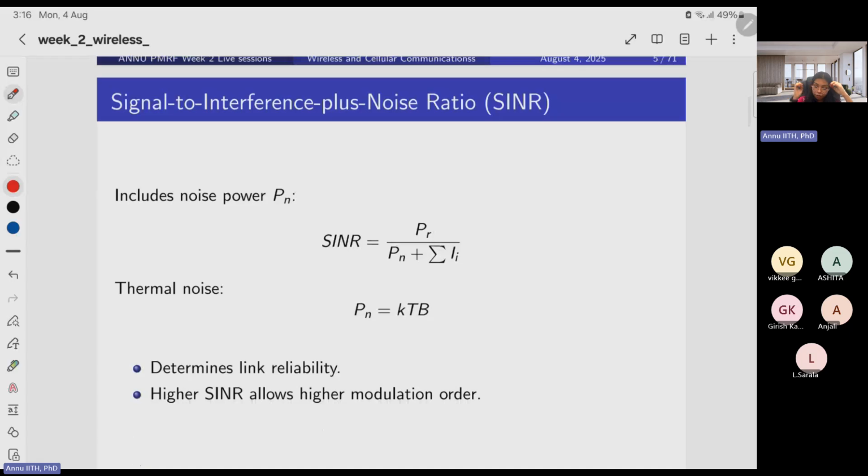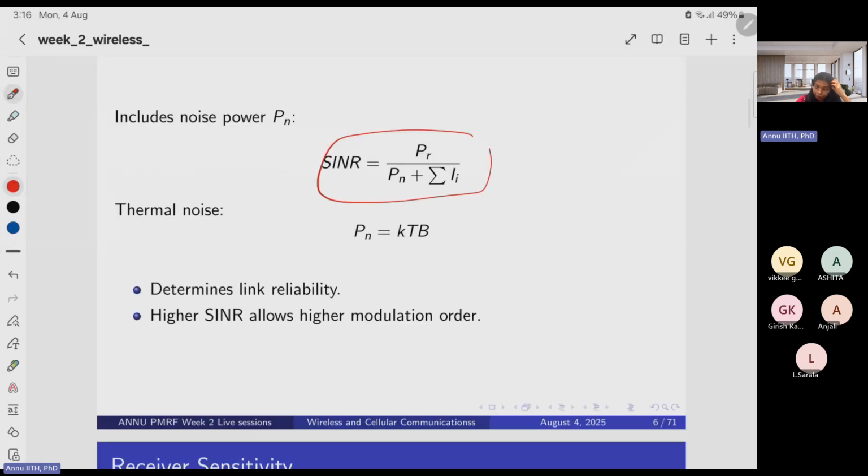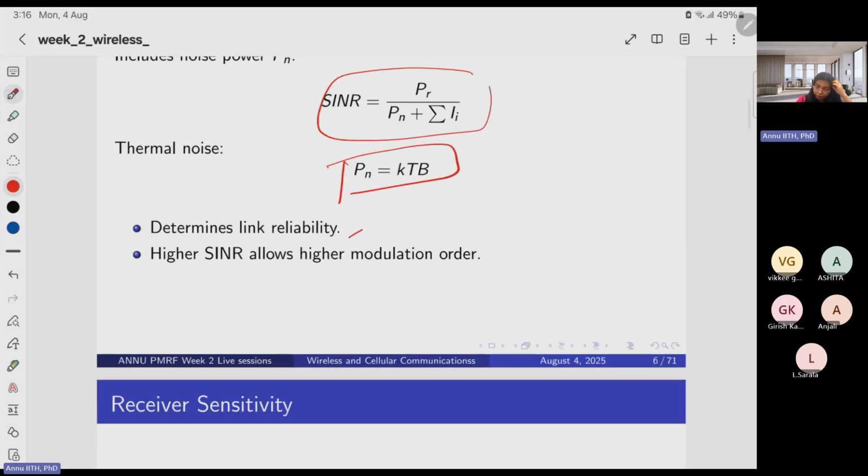And as we know, the signal to interference plus noise ratio is PR divided by PN plus the summation of interference, where PN is the noise power in dB, which determines the link reliability. Higher SINR allows a higher modulation order.